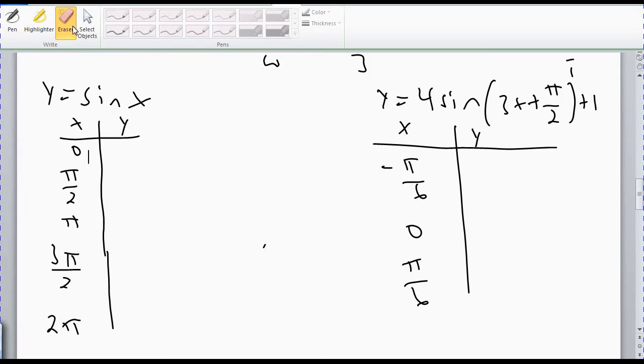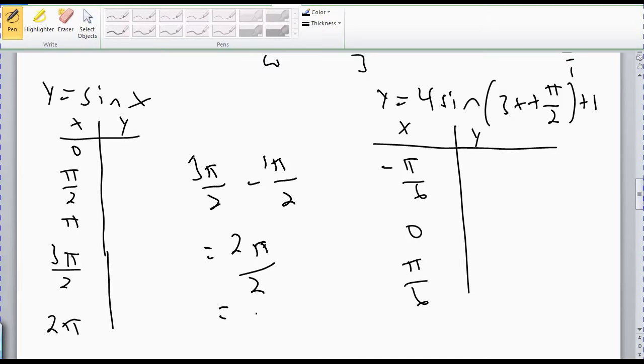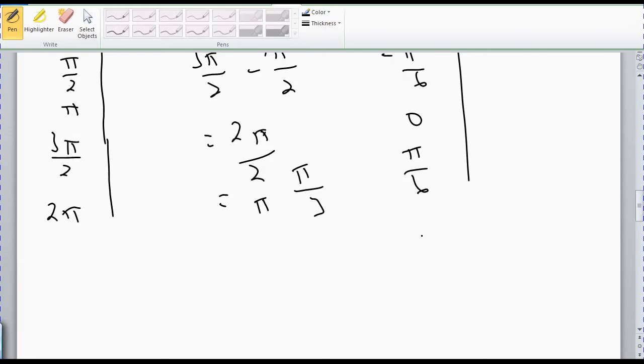Now I'm going to do it again with the 3 pi halves. I'm going to subtract the pi halves. And 3 pi minus 1 pi is 2 pi halves, which is pi. Then I take that pi and divide it by that 3, and I get pi thirds.